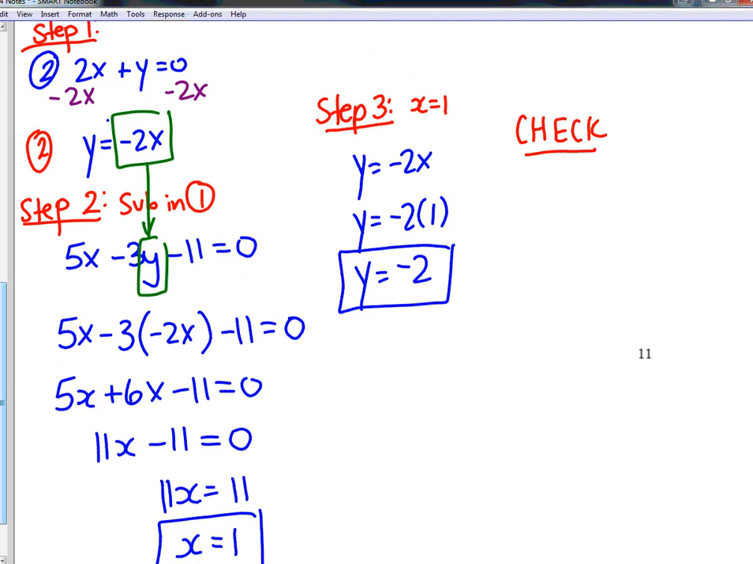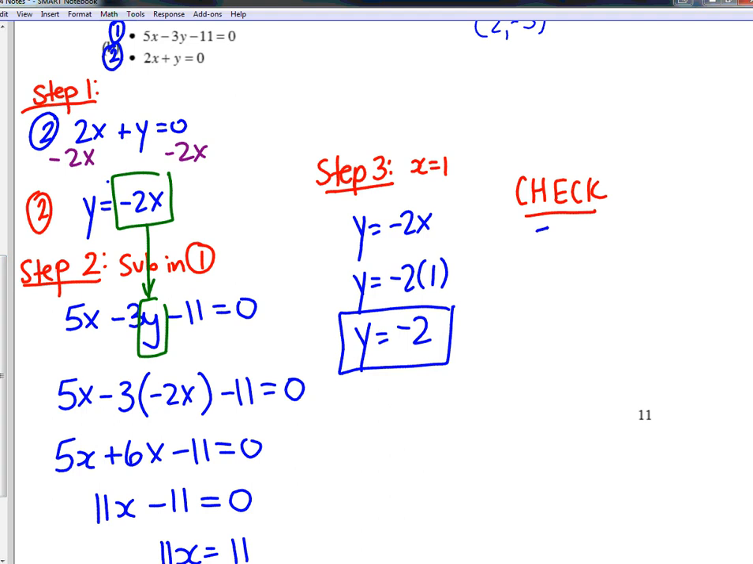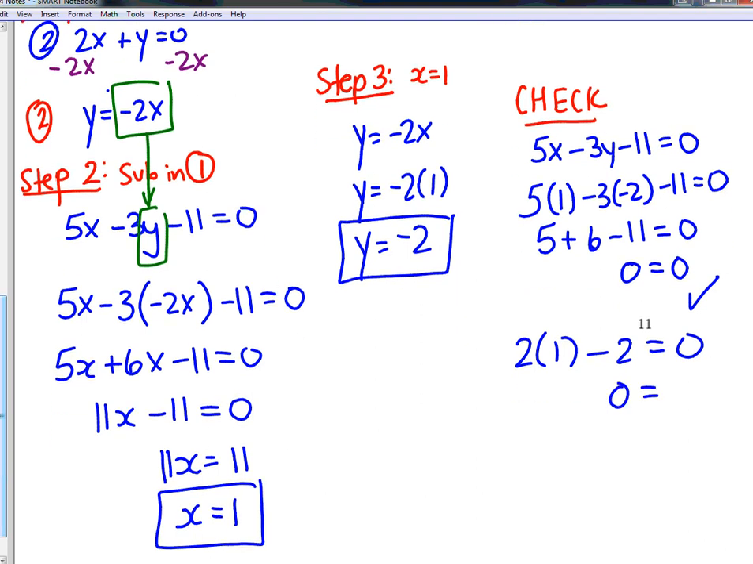Okay, so your check, step 4 is our check. Both equations. 5x minus 3y minus 11 should be 0. So we sub in x was 1 and y is negative 2. 5 plus 6 minus 11, does that equal 0? Yeah, 0 equals 0. And 2 times 1 minus 2, does that equal 0? 0 equals 0. Okay?